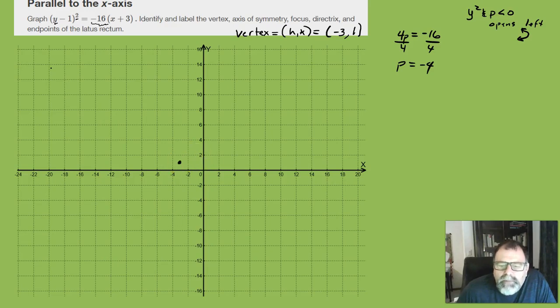So my axis of symmetry goes through, I'm going to make this one red.